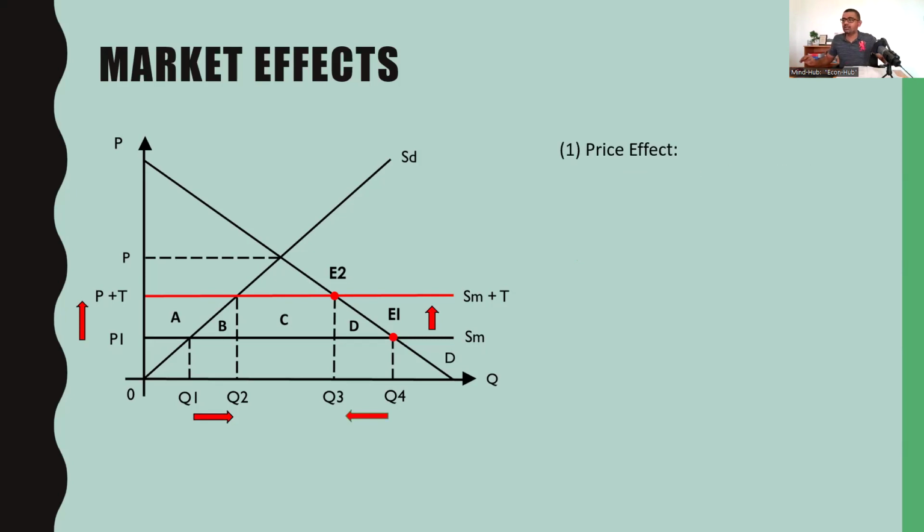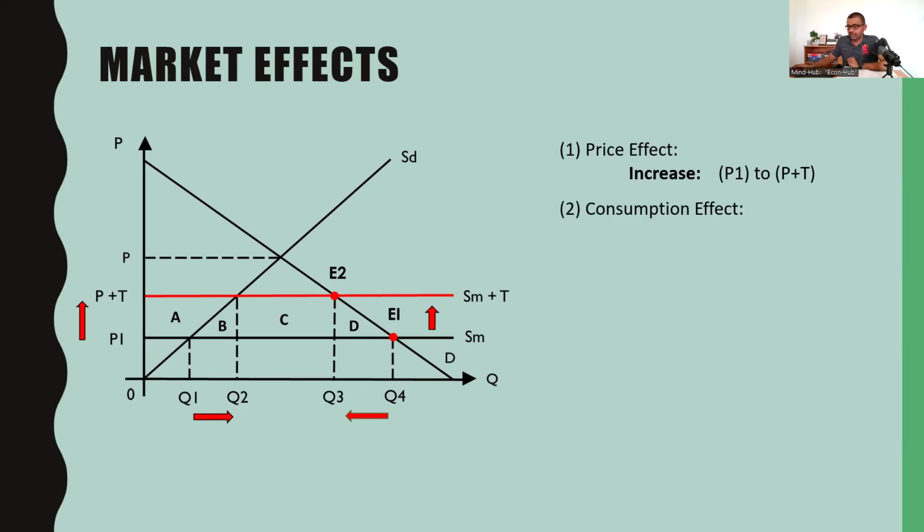We have something called the price effect. Okay, 5 effects I said, right? First, price effect. Increase in price due to the tariff. How do we explain it? P to P plus T, increase in price.